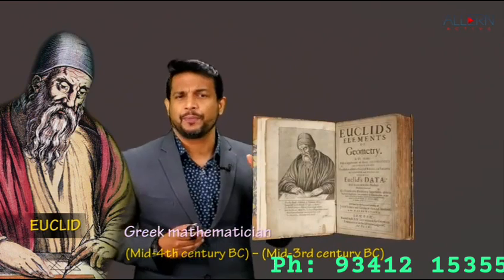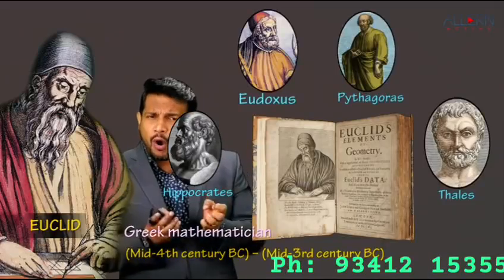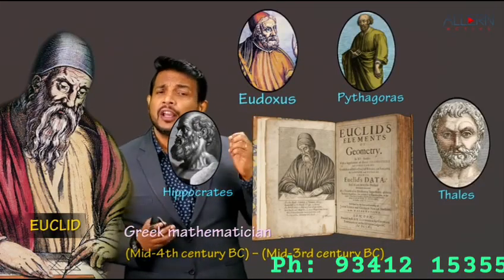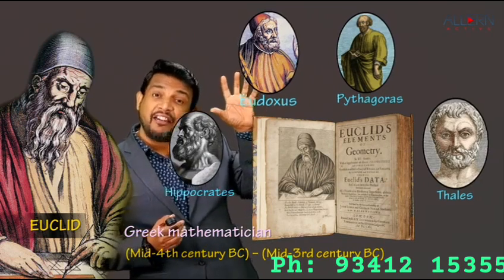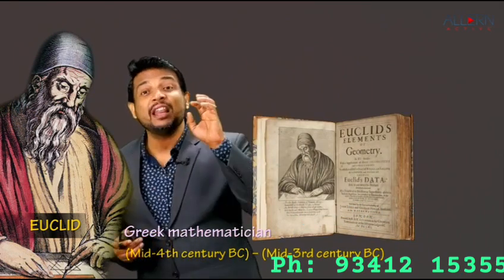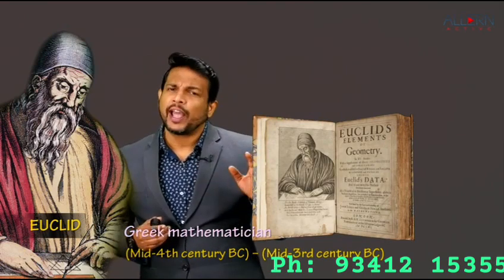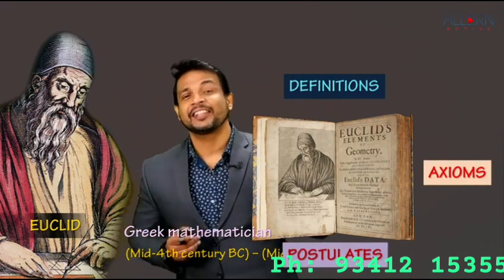He created a book, and what he did in this book is he gathered, assimilated, and accumulated all the theories of great mathematicians like Hippocrates, Eudoxus, Pythagoras, Thales, and assembled everything in one book. That book is called Elements. It is named Euclid's Elements. And this book has a lot of definitions, axioms, postulates, and theorems.